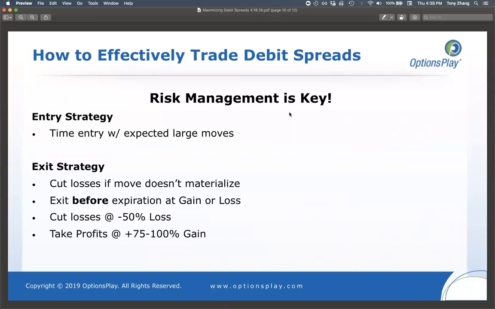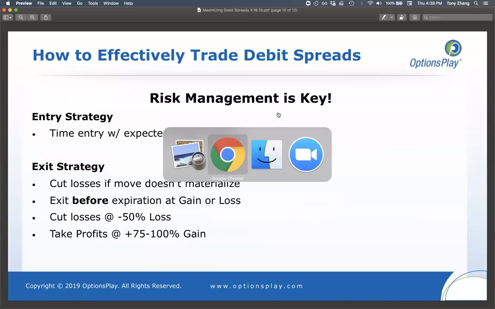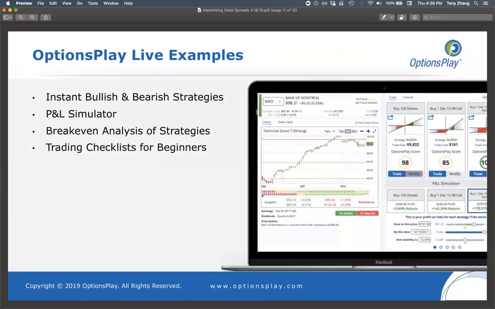And lastly, I do get a lot of questions about implied volatility and trading debit spreads when implied volatility is high or low. And what I want to do is jump over to some real examples here, and I think that's going to help me better illustrate why implied volatility, while important, should not be a critical factor in determining whether you want to trade debit versus credit spreads.